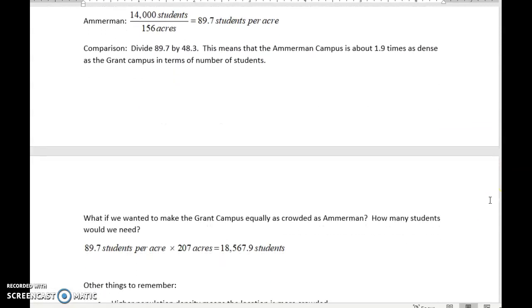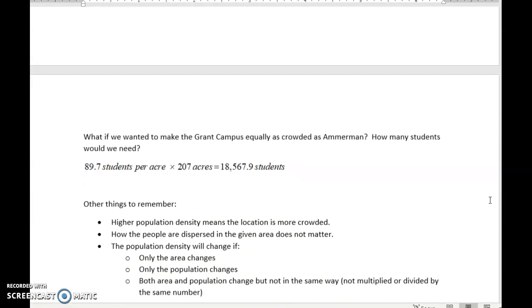All right, so a couple of other things that we did. Let's say that we wanted to make the Grant campus feel equally as crowded as Ammerman. If we're not changing the size of the campuses, we could change the number of students. We would need more students to make Grant feel more crowded. And the question is, how many students would need to be at Grant?